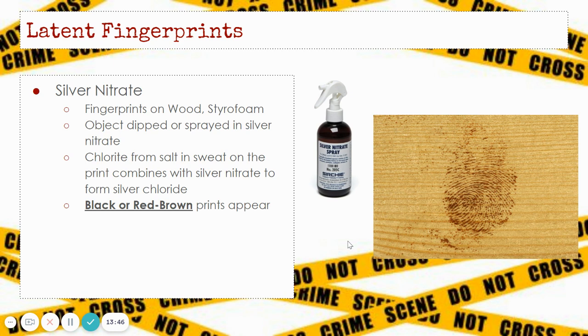We're either going to dip or spray it in the silver nitrate solution, and then the chloride from the salt in your sweat combines with the silver nitrate to form silver chloride that has this black or red-brown color. So you can see this is a print left on wood with the silver nitrate turns this kind of brownish color.